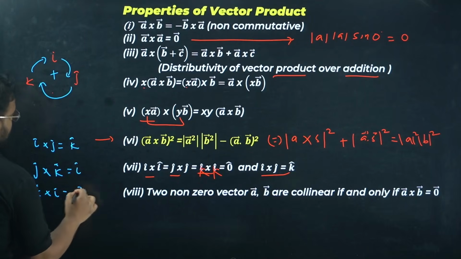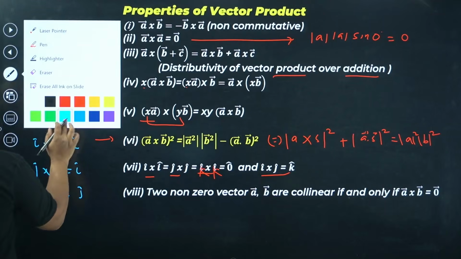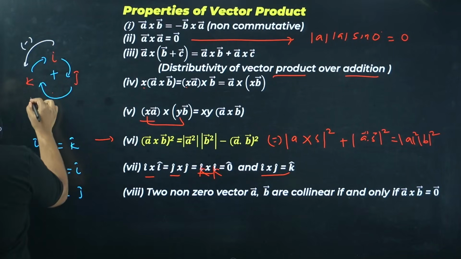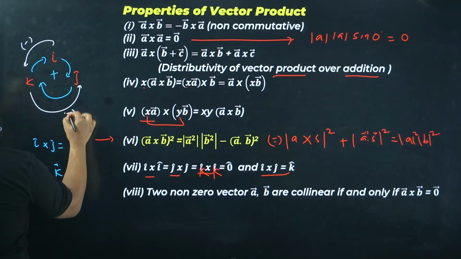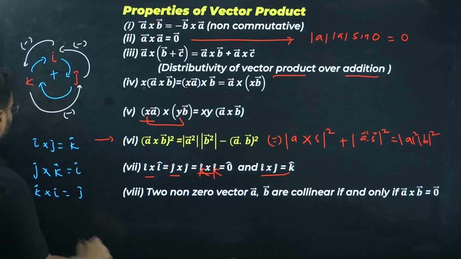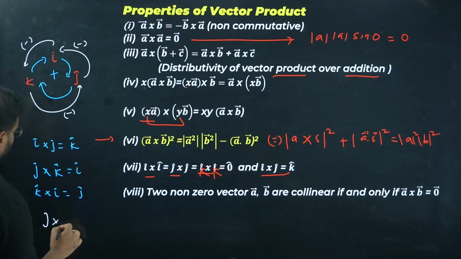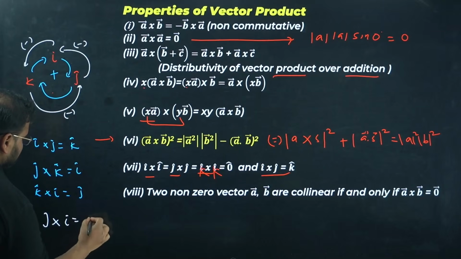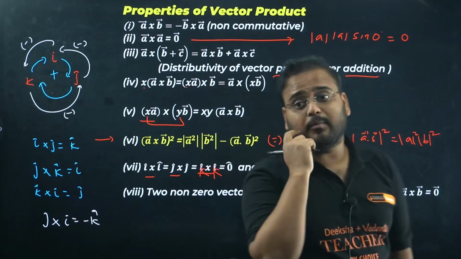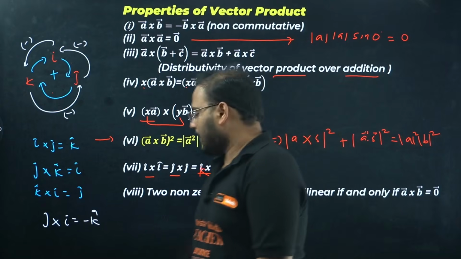and if you go k cross I cap, you'll get j cap. But if you go the opposite way, if you go I to k, it is negative. If you go k to j, it is again negative. If you go j to I, again negative. Means j cross I, the answer is minus k. Just giving a sample. This is how you multiply the rectangular components.